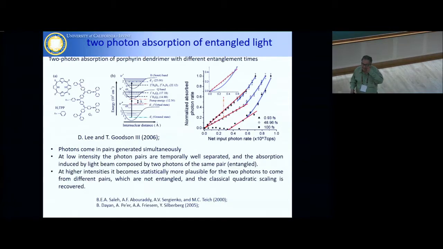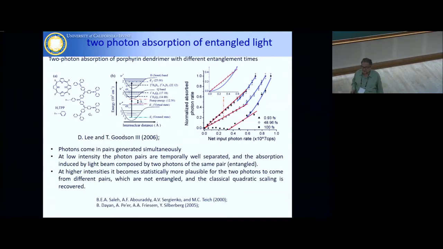However, if you use these twin photons created by the parametric down conversion, we find that the 2-photon absorption signal scales linearly with the pump rather than quadratically. So this is experimental results by the group of Ted Goodson on some organic molecules. You increase the intensity, so there is a region where it's linear, and then at higher intensity, it becomes quadratic.